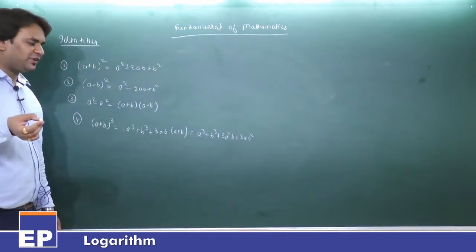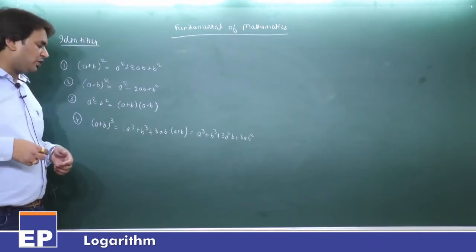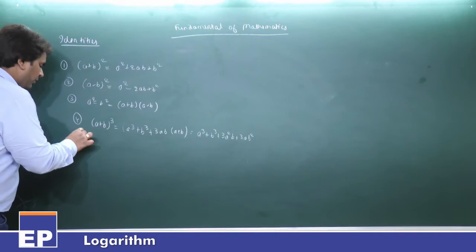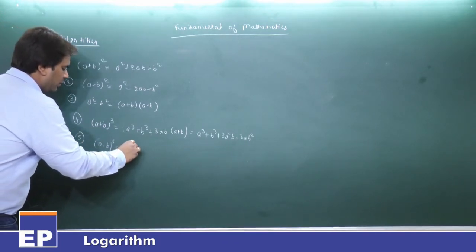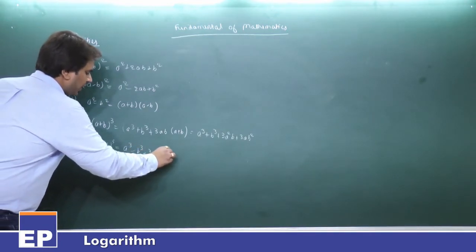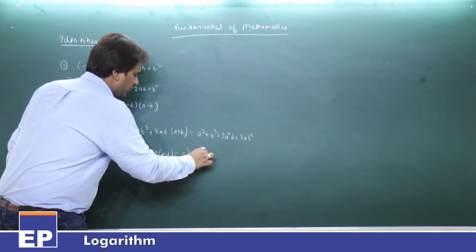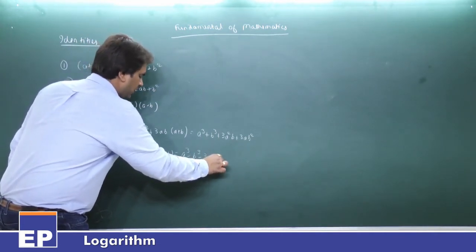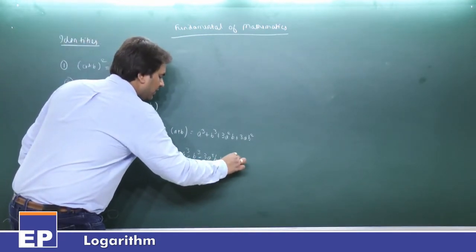Some of the students are having confusion in this formula (a plus b) whole cube, because you have to remember it again and again. Formula number 5 is (a minus b) whole cube, that is equal to a cube minus b cube minus 3ab into (a minus b), that will be equal to a cube minus b cube minus 3a square b, and minus and minus becomes plus, that is 3ab square.